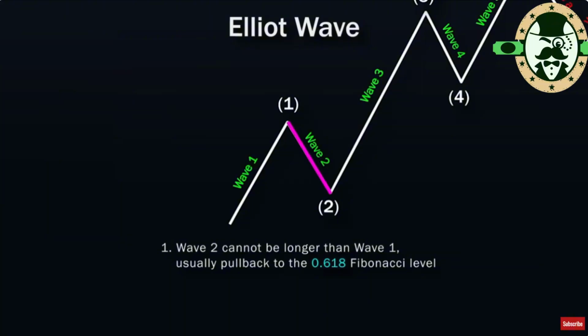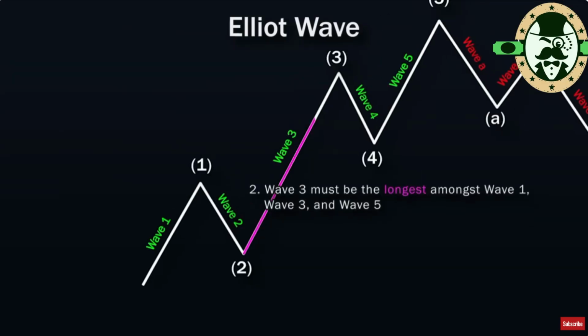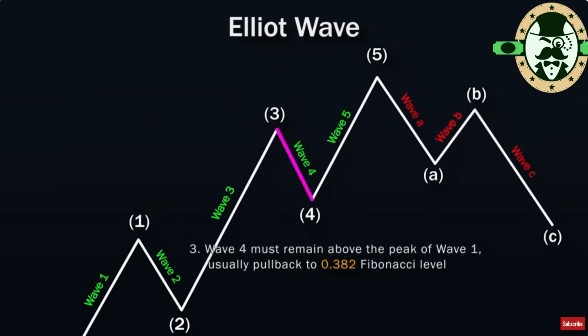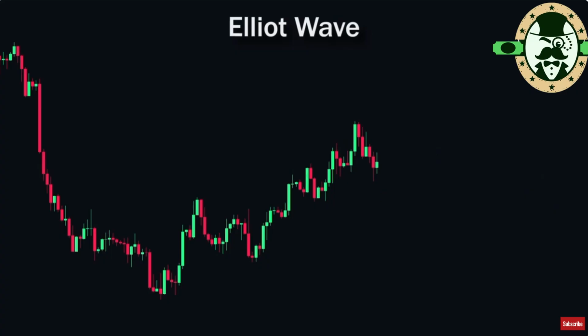There are specific rules to ensure a movement is considered a valid Elliott wave. 1. Wave 2 cannot be longer than wave 1 and usually pulls back to the 0.618 Fibonacci level. 2. Wave 3 must be the longest wave among waves 1, 3, and 5. 3. Wave 4 must remain above the peak of wave 1 and usually pulls back to the 0.382 Fibonacci level.